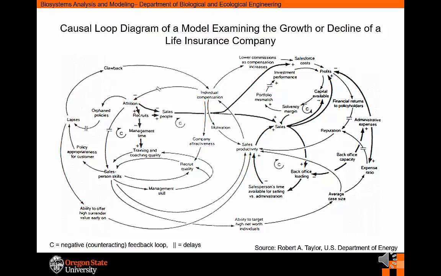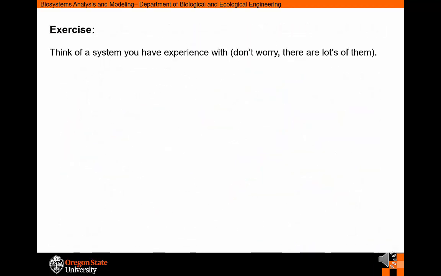Let's do an exercise. Think of a system of interest to you and with which you have familiarity. What are some of the key elements of this system? What are some stocks in the system? Remember, stocks generally represent elements of a system that you want to track a quantity of. What about the flows? These generally represent a process that moves material or energy between stocks.